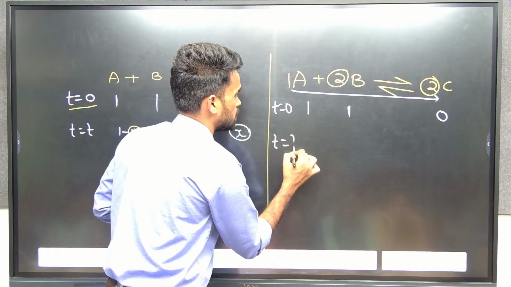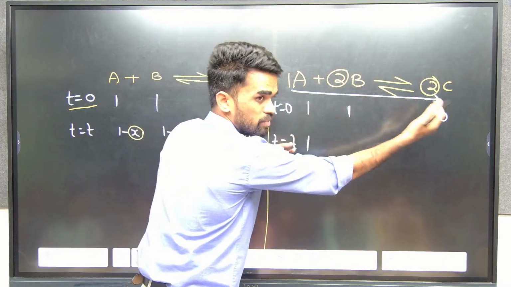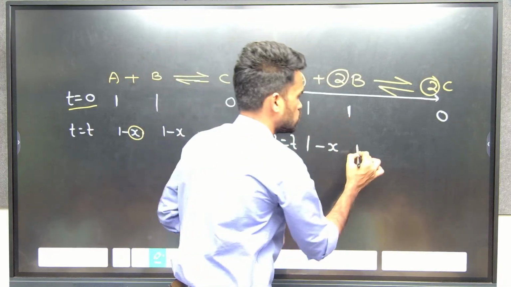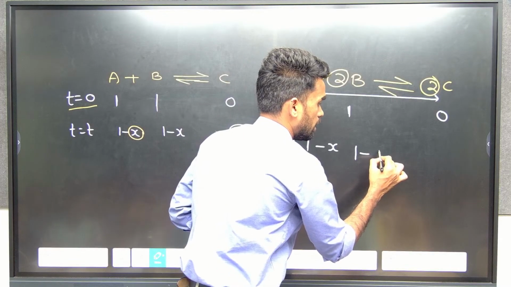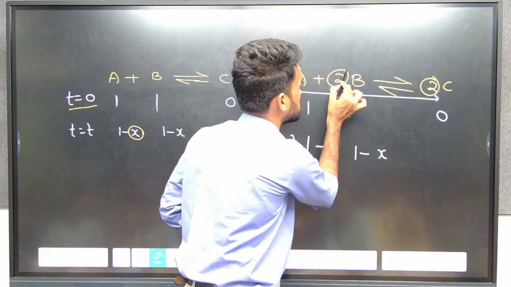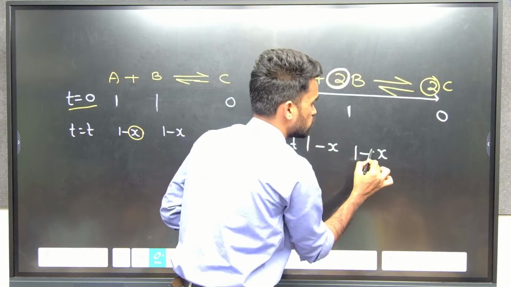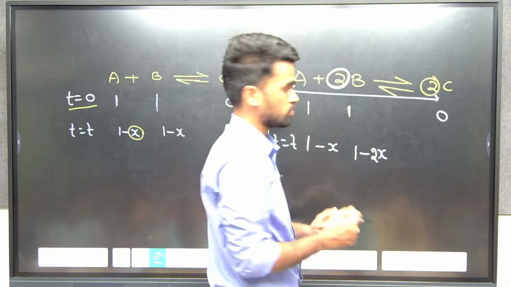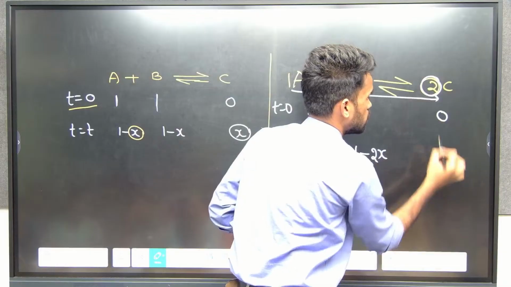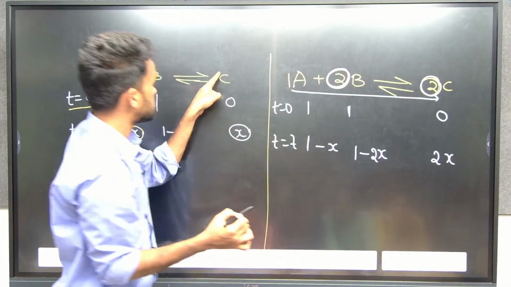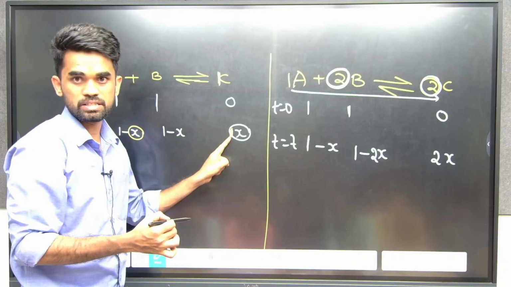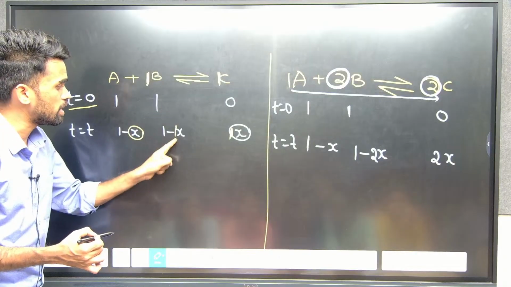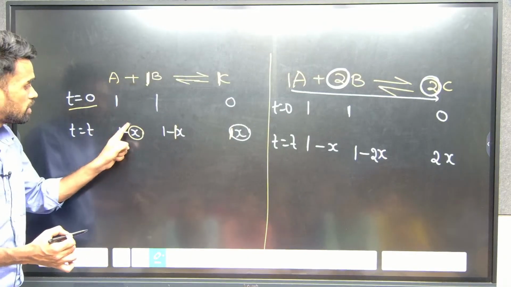After some time, what happens? 1 minus some amount is converted. Let us say that amount is x. Here you should write 1 minus, you should not write 1 minus x only. What is the stoichiometric coefficient here? So 1 minus 2x. And how much amount of product is formed? Here 2x. That's why I have written it as 1x. Is this clear or not, everyone? Here also 1, that's why.